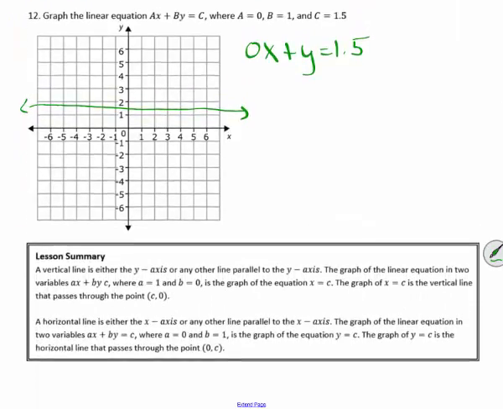So some lesson summary. A vertical line is either the y-axis or any other line parallel to the y-axis, where a is 1 and b is 0. Right? So vertical lines: x equals a number. A horizontal line is either the x-axis or parallel to the x-axis, and it's always going to be y equals a number. And they're using it as c.